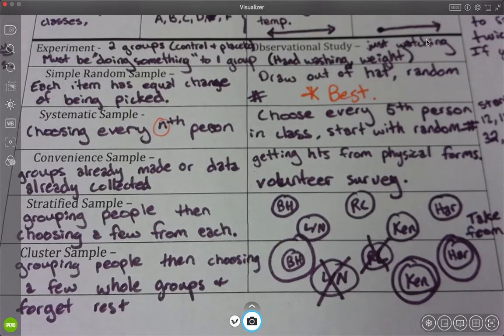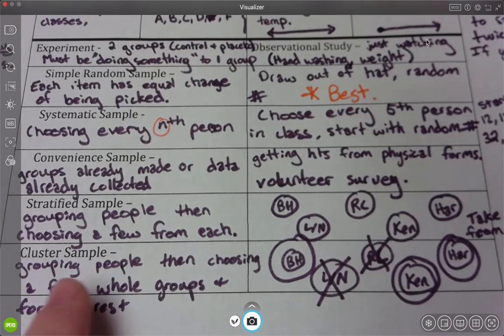A volunteer survey we've talked about before, you don't ever want to collect data from a volunteer because they are either going to be strongly for or strongly against whatever you're talking about. Okay, you're never going to get anybody in the middle who's kind of one way or the other. They don't really care. Okay, you're going to get strong opinions in that scenario.